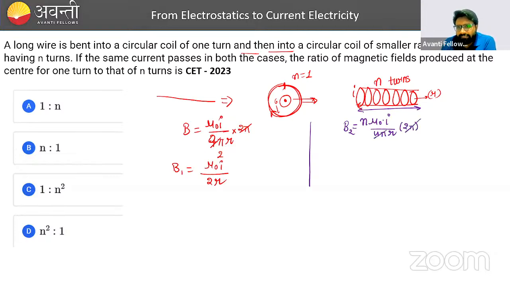So again it will be cancelled out too. So this is coming out as n mu naught I upon 2 into r. Okay, now look, this is not small r but capital R, let's say the radius of the first loop is capital R. If you will take the ratio, what happens?